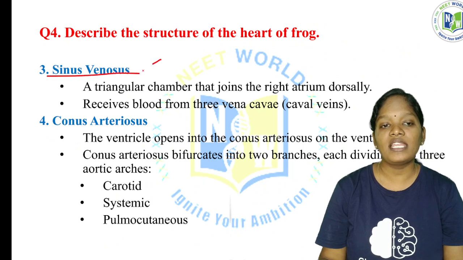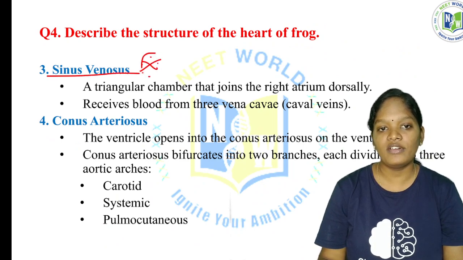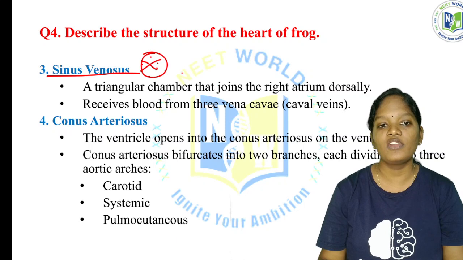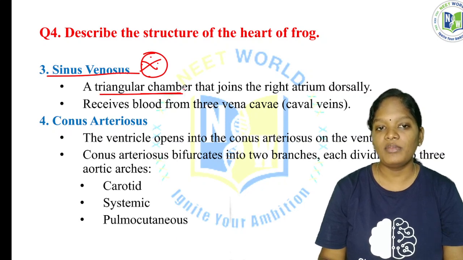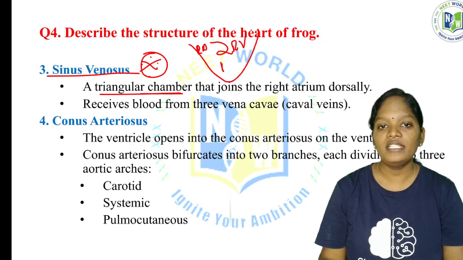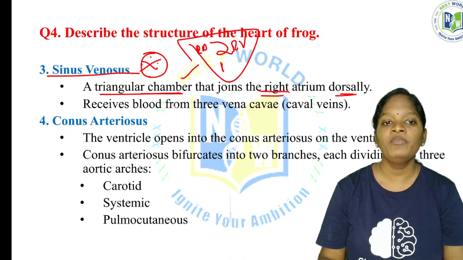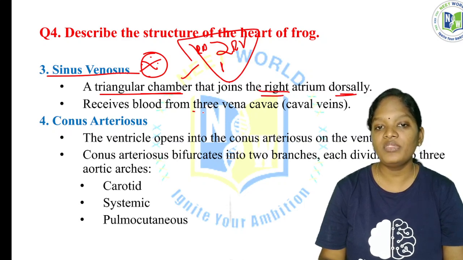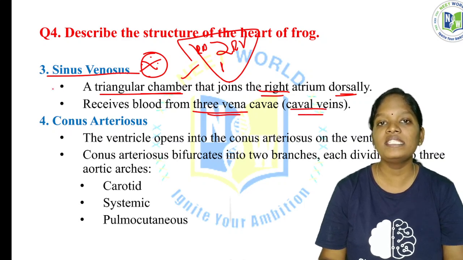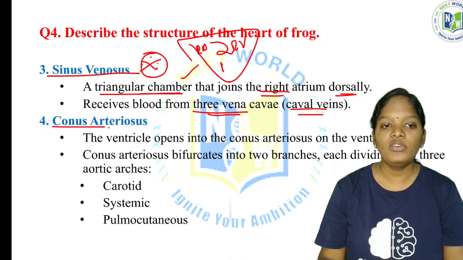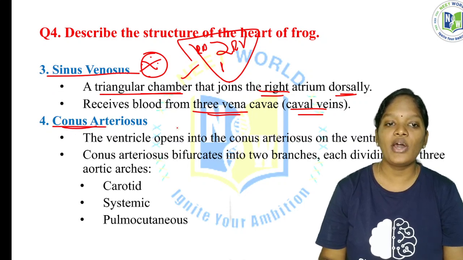Sinus venosus is an important structure in the heart of the frog. It is a triangular chamber, with two auricles and only one ventricle. The triangular chamber joins the right atrium dorsally, and it receives blood from three vena cavae, the caval veins. These are collectively called the sinus venosus. The fourth important structure is the conus arteriosus.